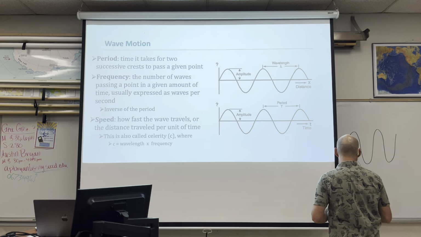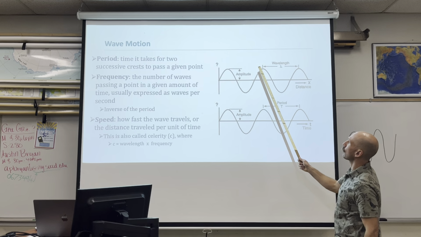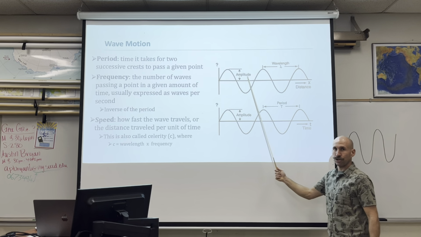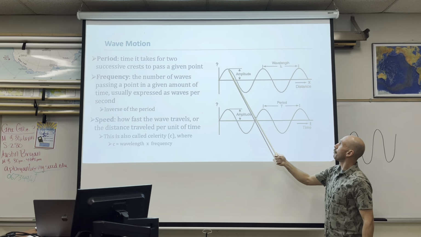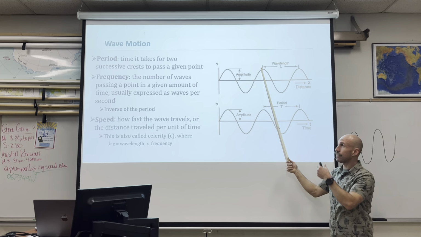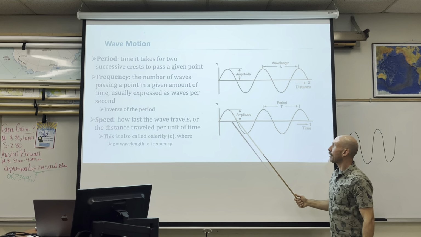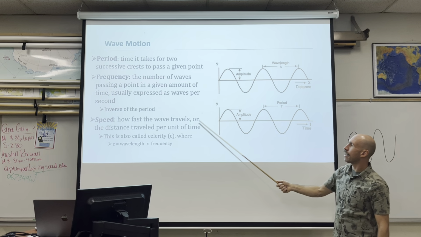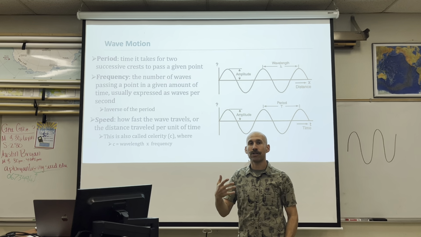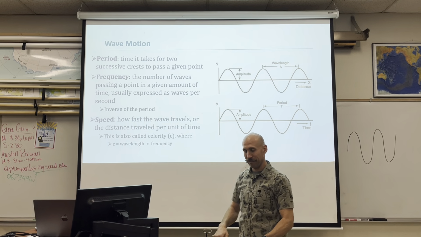Now, the period is going to be the time that it takes for successive crests to pass a given point. So if this wave were traveling from this way to that way, the period would be from this crest to that crest. What's the time? The inverse of that is how many waves in that time. That is the frequency. Multiply the frequency times the wavelength, and you get the wave speed. Now, these are important dynamics for understanding the interaction and the development of waves at sea.